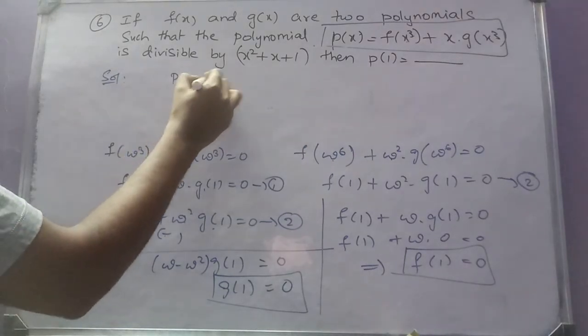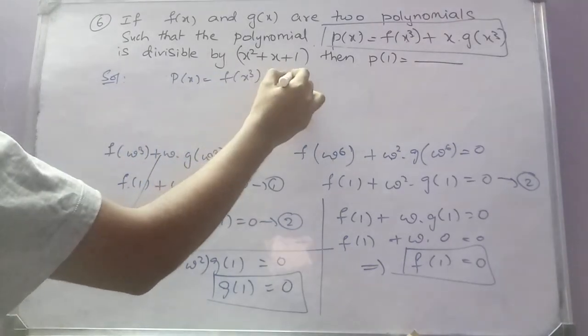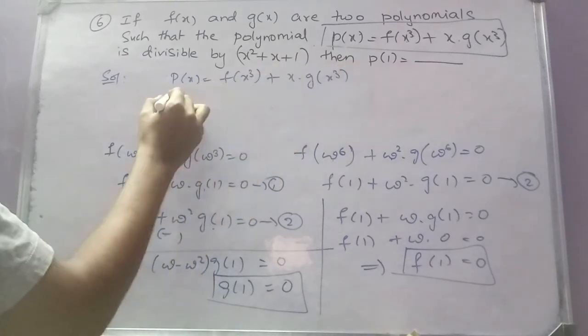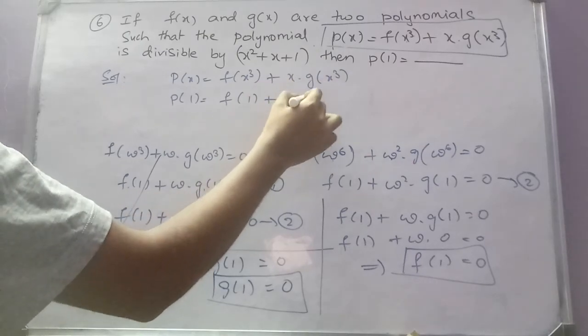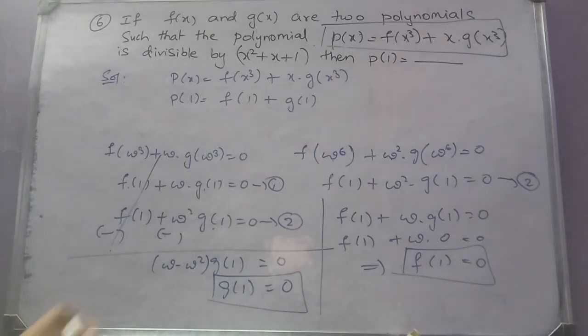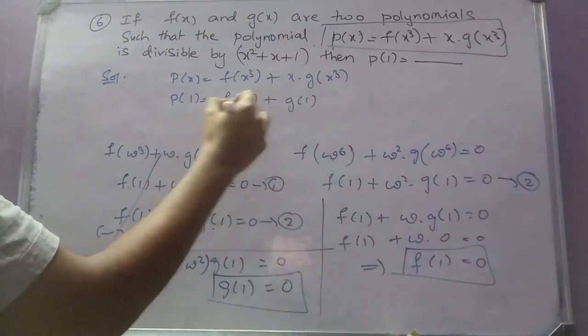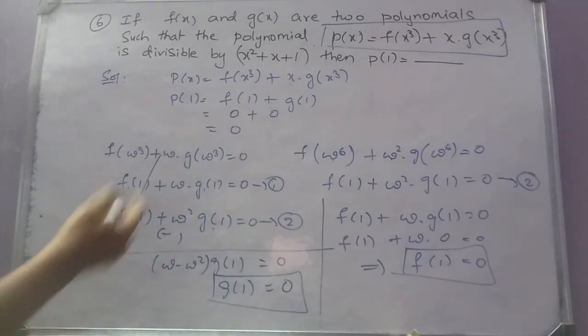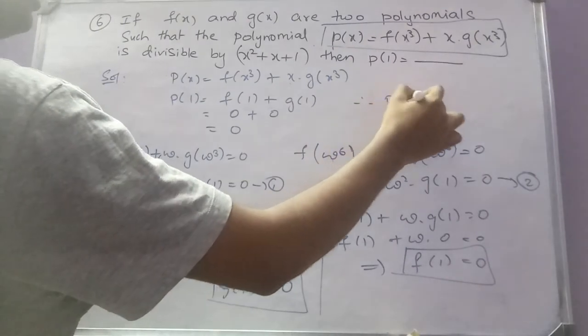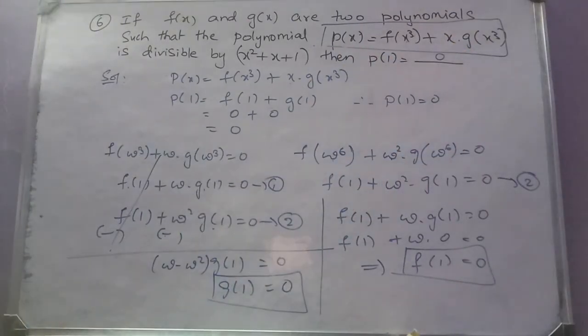P of x is equal to f of x cube plus x into g of x cube. And therefore p of 1 is equal to f of 1 plus 1 into g of 1, which means g of 1. So f of 1 is 0 plus g of 1 is 0, which is equal to 0. Therefore the value of p of 1 is equal to 0, integer type.